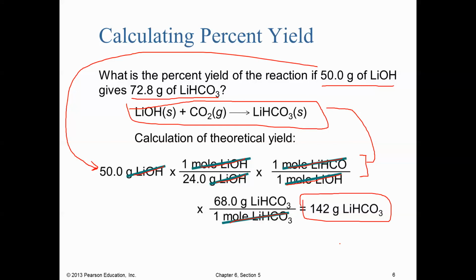So what have we calculated here? This is our theoretical yield right here. So this is how much we'd get if our reaction was 100% perfect. But if we look, we see that we only make about half of that much. There's our actual yield right there.